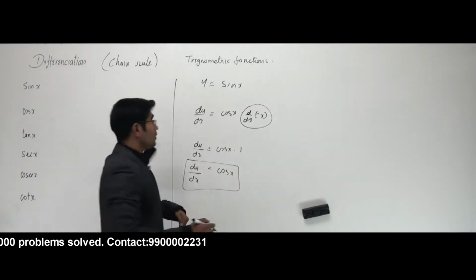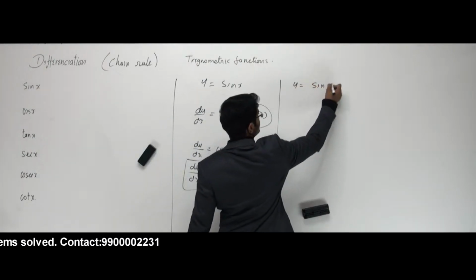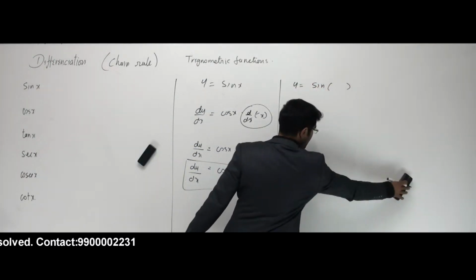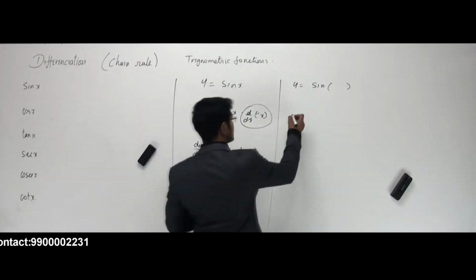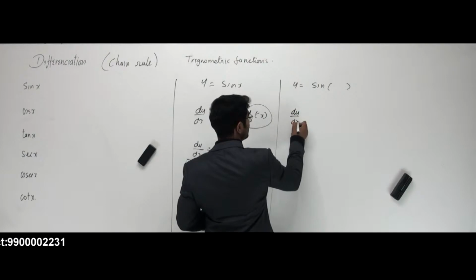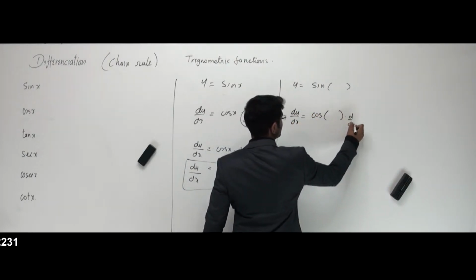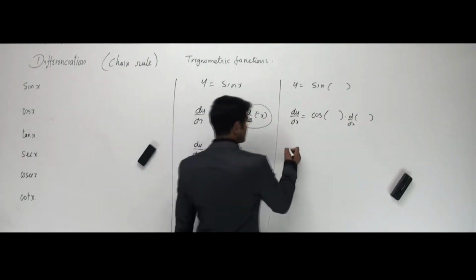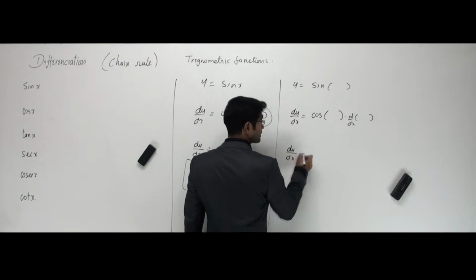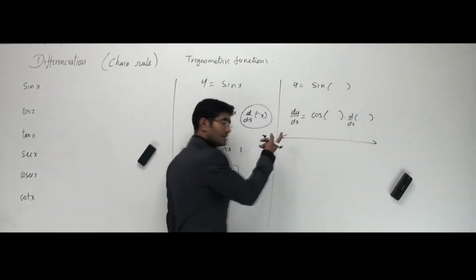Now we'll do the same thing, but let's say sine of a function, or a bracket, or something else. A bracket there. So how do I differentiate this? Dy by dx would be cos of that function into d by dx of that function, whatever comes inside. Now dy by dx will equal this. Let's stop here and take a small example.